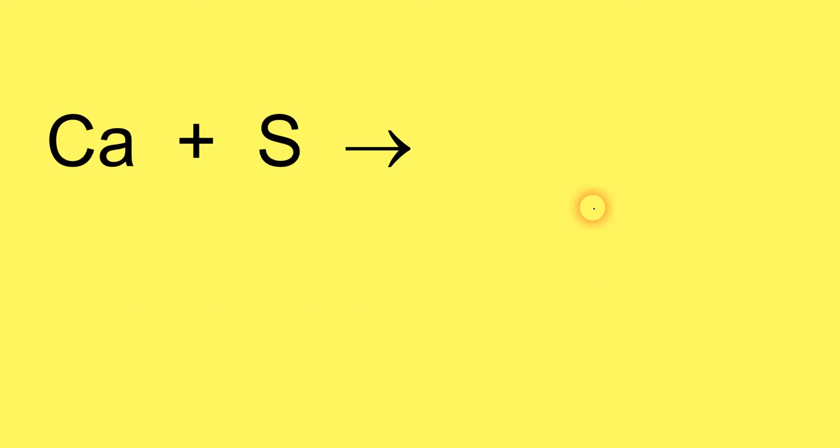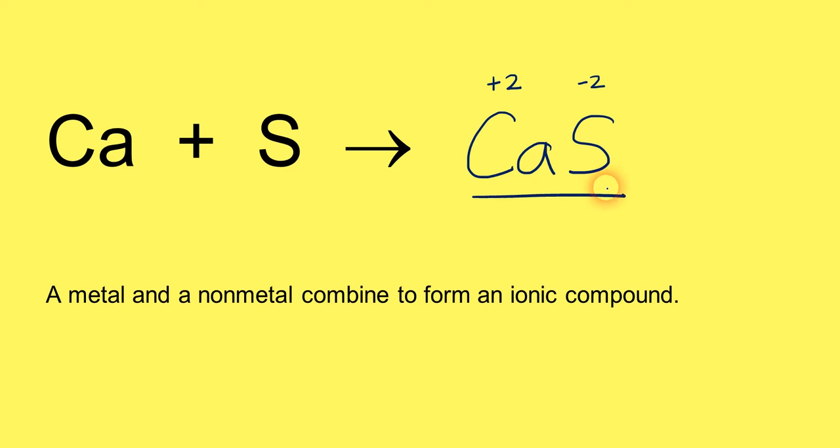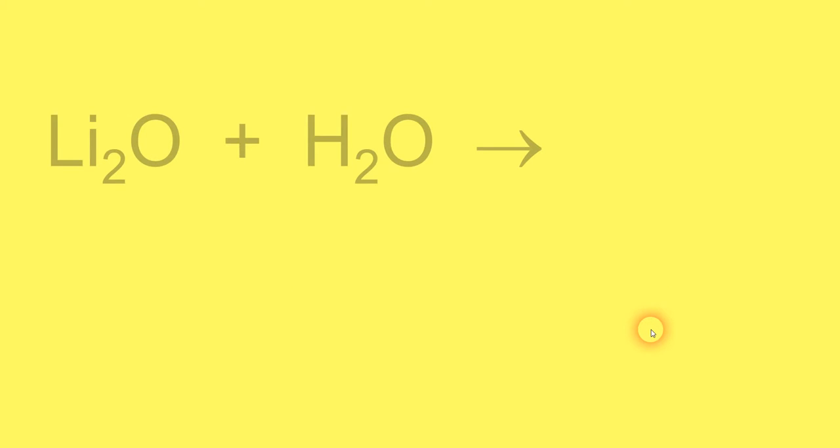Now the next example we have is very similar to this. We have calcium plus sulfur, and once again we have two elements, and the rule is a metal and a nonmetal combine to form an ionic compound. So once again, the same thing, they're going to combine: calcium sulfide, and calcium is a positive 2 and sulfide is a negative 2. So those two cancel out, and so the formula is CaS for that ionic compound.